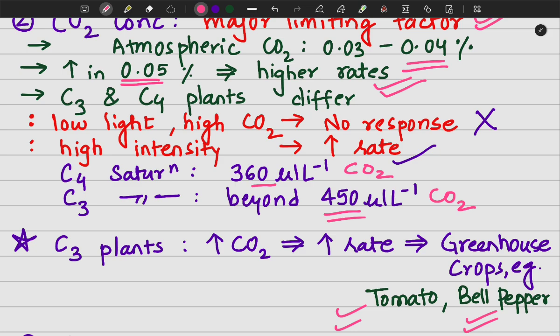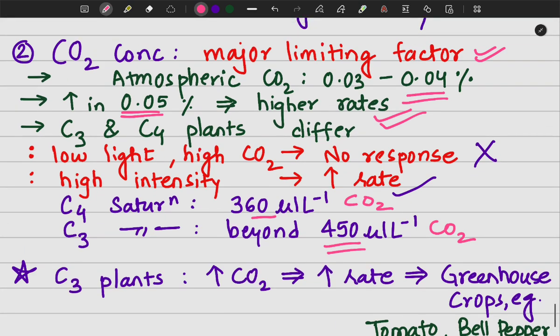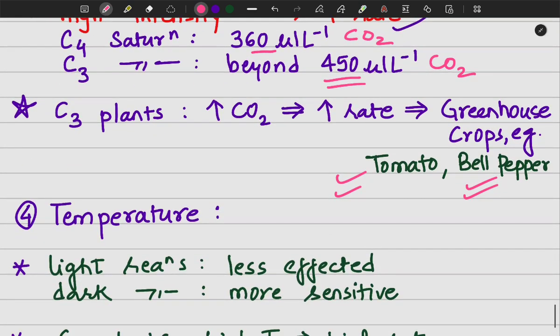concentration. A high level of carbon dioxide concentration is maintained inside the greenhouse so that because of the high level of carbon dioxide, the rate of photosynthesis is also increased in these plants, and hence the productivity and yield of these greenhouse crops are more. So these two examples of greenhouse crops are important, tomato and bell pepper, which are grown in the greenhouses. This was about the carbon dioxide concentration and how it affects the photosynthesis.